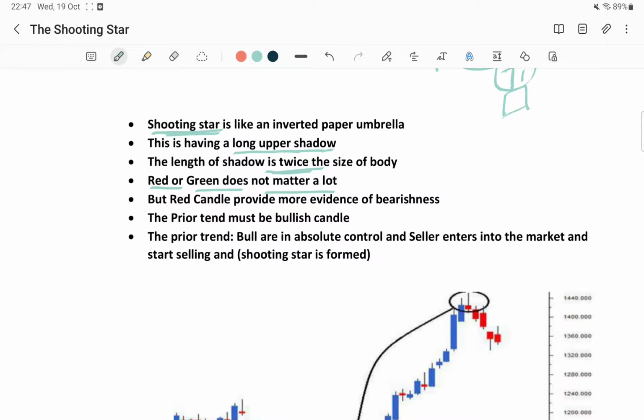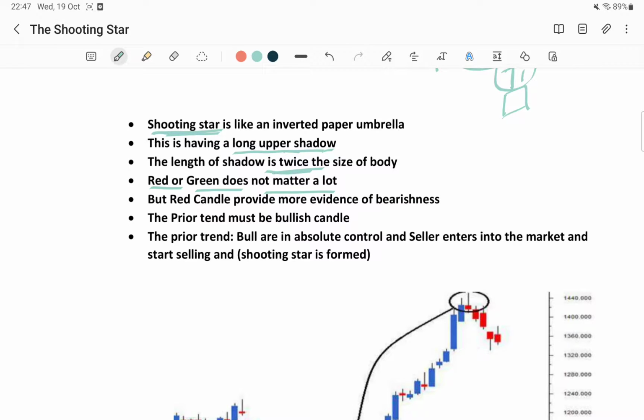So the shooting star candlestick pattern, more or less you can say, is purely a bearish candlestick pattern. Okay, so if this is a bearish candlestick pattern and the shooting star that you are seeing is also a red candle, this gives more evidence or more confidence to the trader to enter into a trade. So इसका क्या मतलब है?